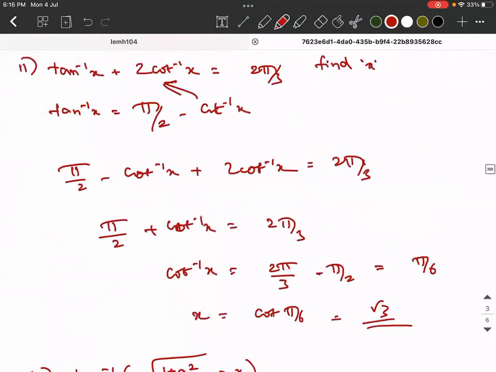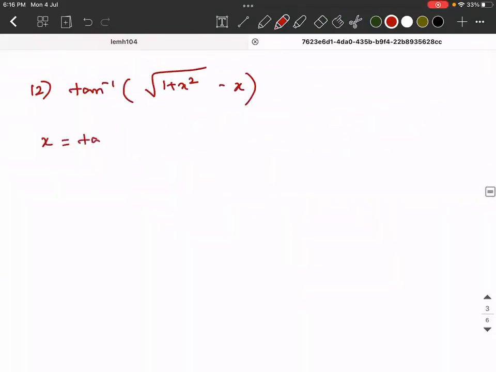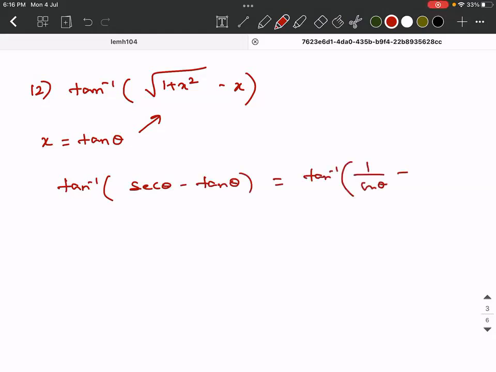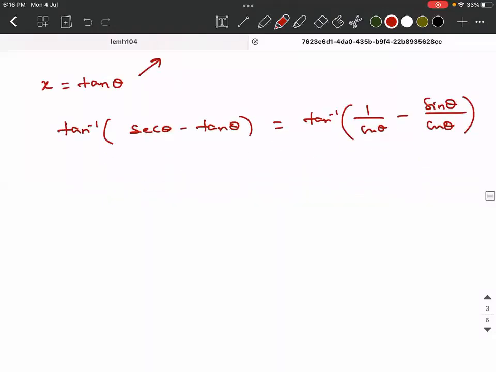Write it in the simplest form. Okay, so you want to take x as tan theta and substitute it here. Tan inverse of root of 1 plus tan square theta, secant theta, minus tan theta. So tan inverse of 1 by cos theta minus sin theta by cos theta, that is, tan inverse of 1 minus sin theta by cos theta. So if I follow the same steps, then what will I get?